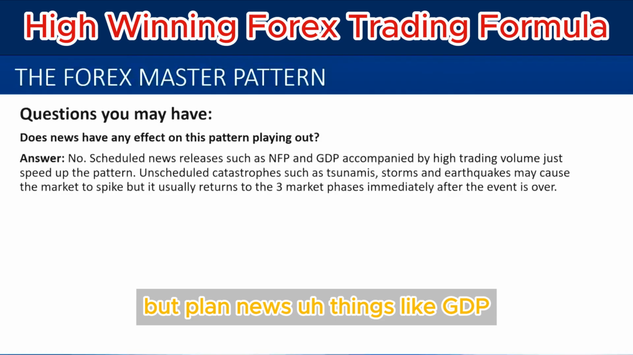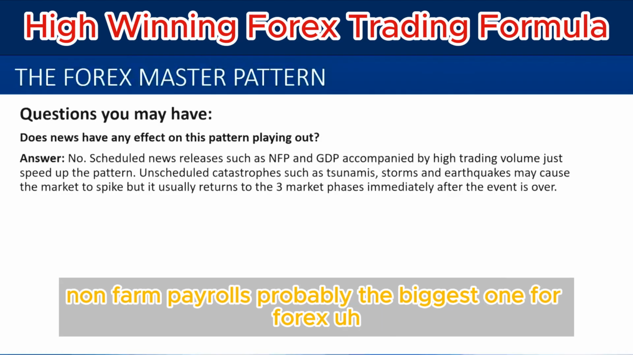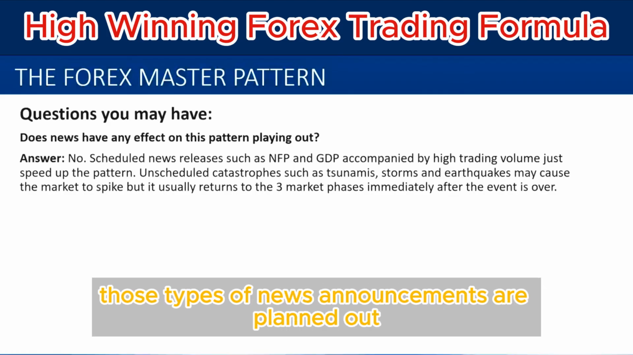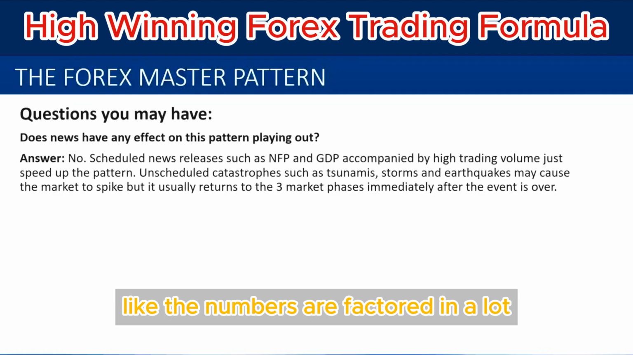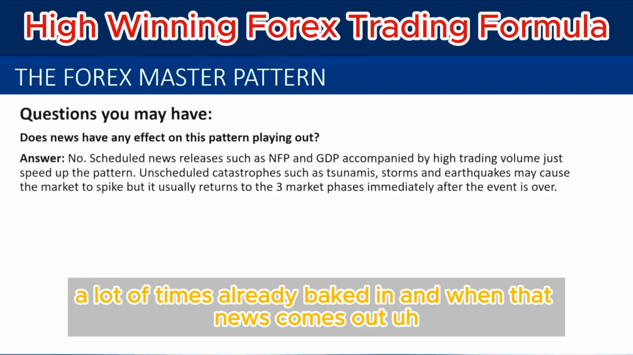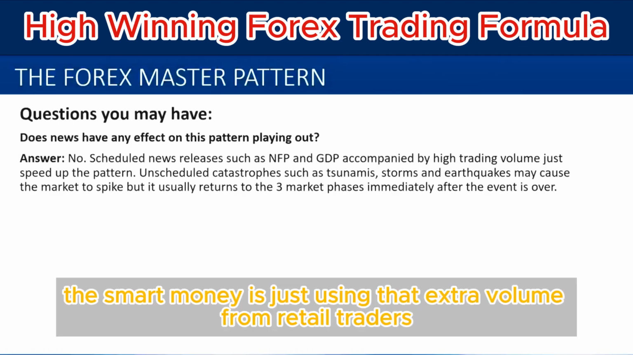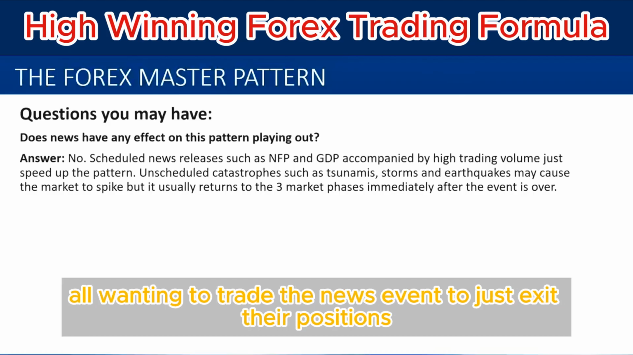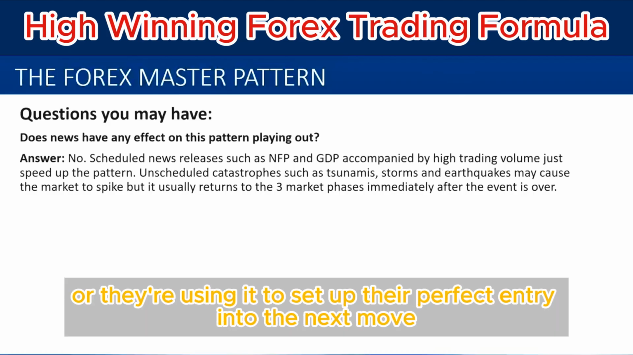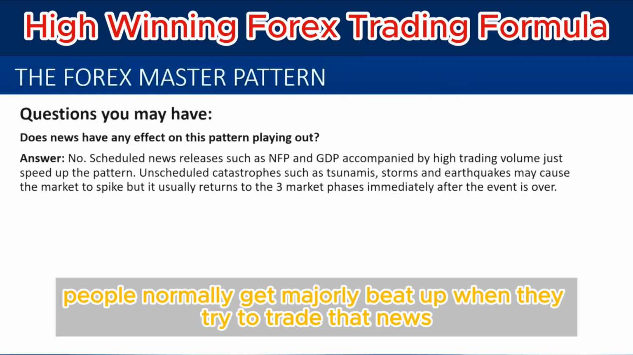But planned news, things like GDP, non-farm payroll is probably the biggest one for Forex. Those types of news announcements are planned out, like the numbers are a lot of times already baked in. And when that news comes out, the smart money is just using that extra volume from retail traders all wanting to trade the news event to just exit their positions. Usually that's what happens, or they're using it to set up their perfect entry into the next move, and that's why people normally get majorly beat up when they try to trade that news.